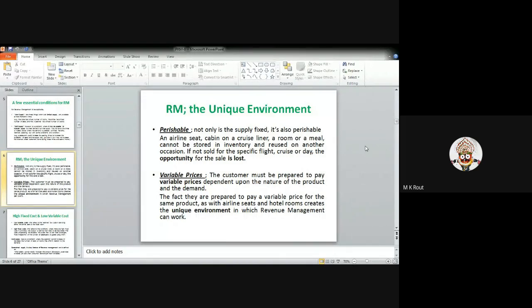So, specifically, if it is not sold for specific flights, cruises or days, there is an opportunity loss for sales. Moving to the next one, the variable price. The customer must be prepared to pay a variable price depending upon the nature of the product and the demand. Why are companies providing variable prices? They are focused on providing a unique environment for revenue generation, whether applicable to airline industries or hotel industries, to maximize revenue generation, especially with reference to revenue management.